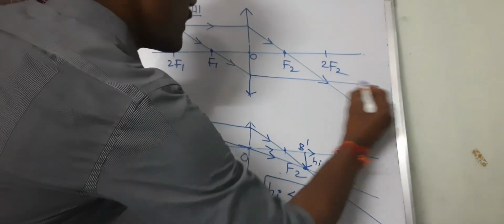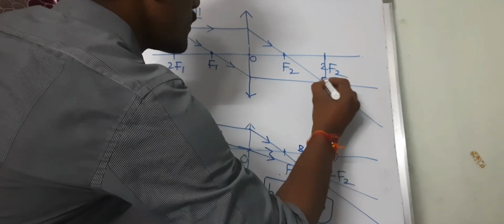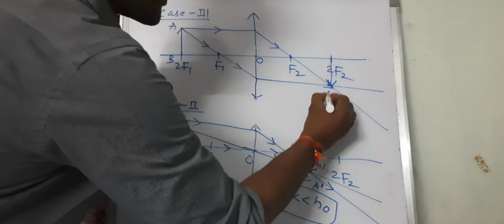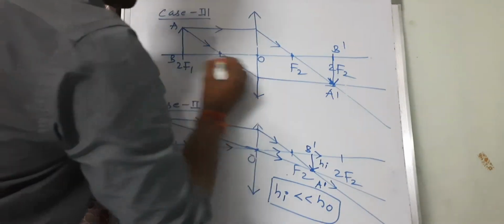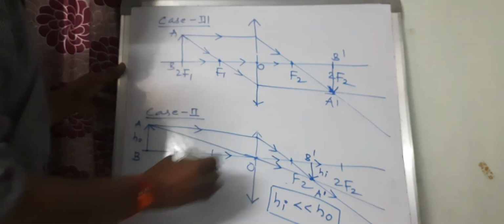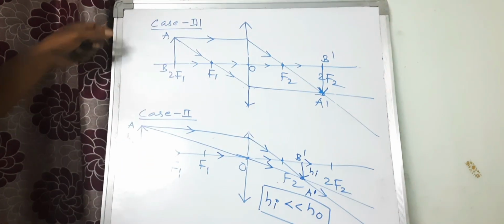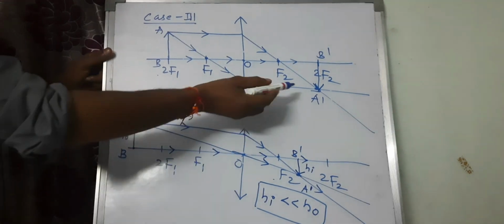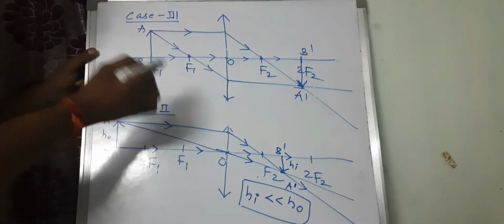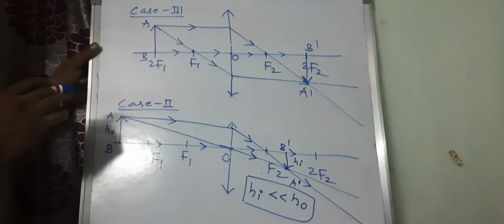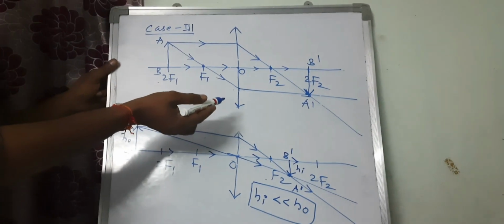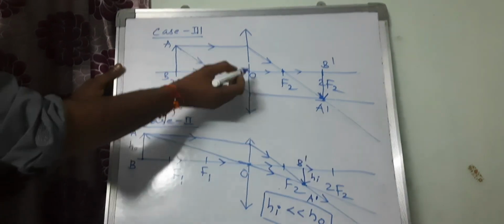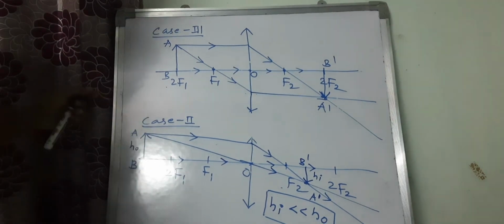See here, this is the point. So this is AB. Again, it becomes A dash, this becomes B dash. Like that. So case 3: when the object is placed at 2f1, the image forms at 2f2. The nature of the image is real, inverted and the same size as the object. So to get a same-size image, we have to place the object at a distance of twice the focal length in front of the convex lens. Now let us see case 4.